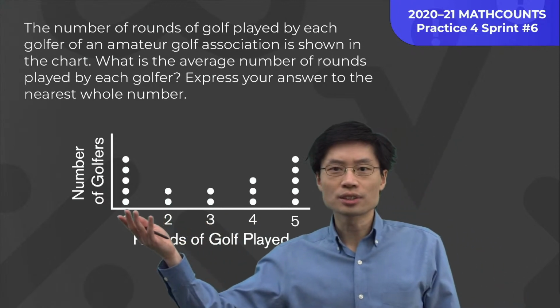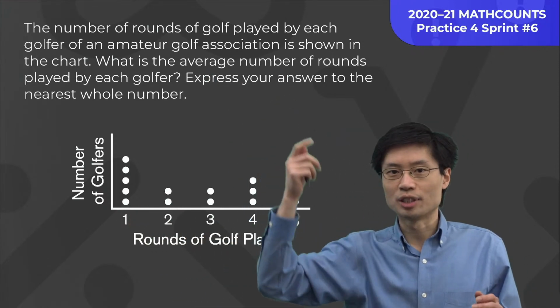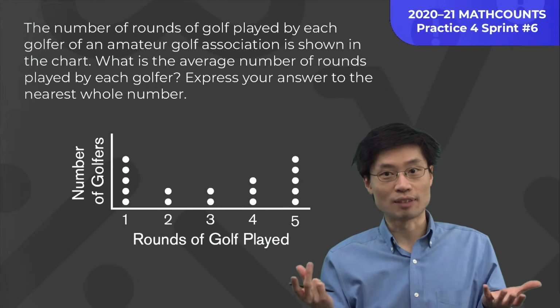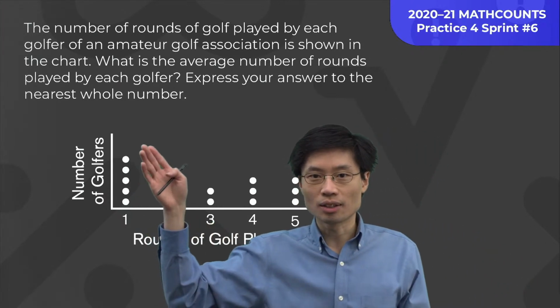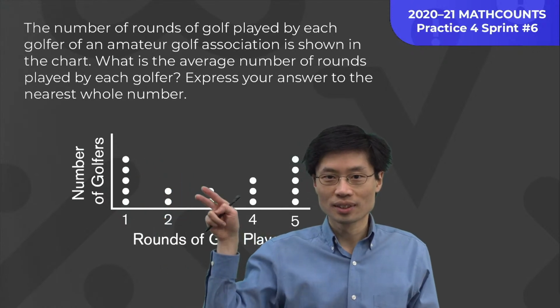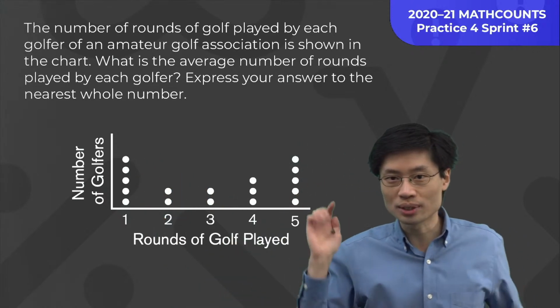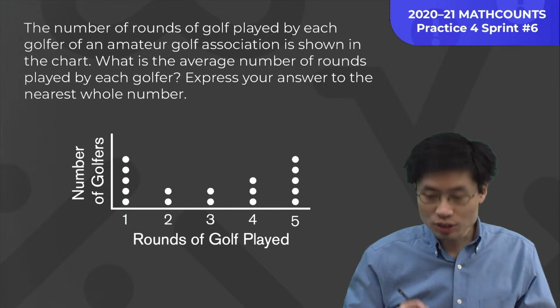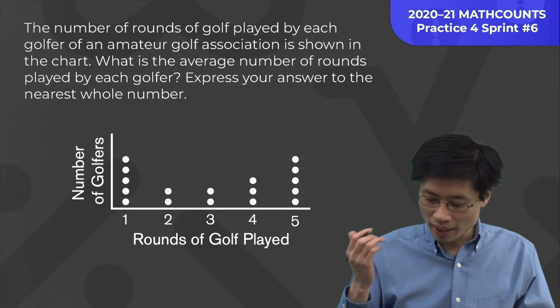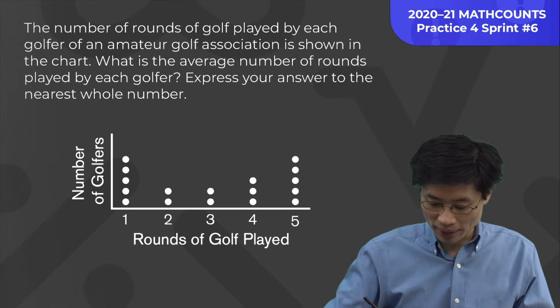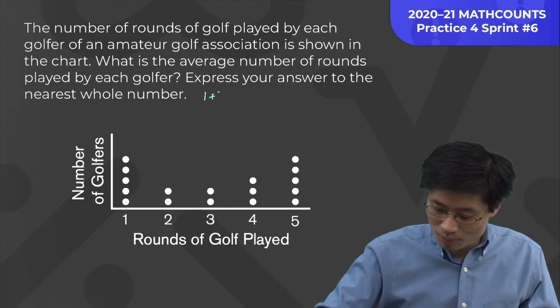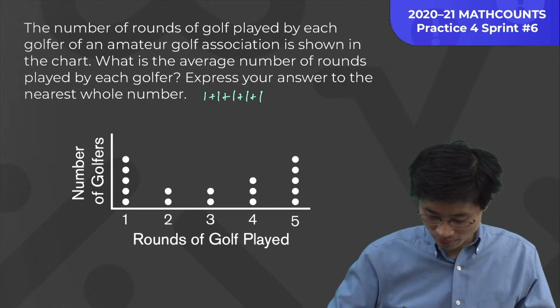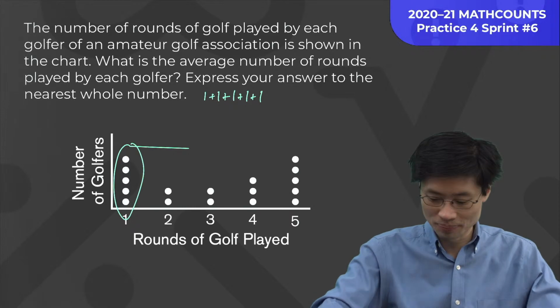So I need to first know, average, right? What does average mean? It means add up everything and divide by the total. What does add up everything mean? Well, it means that I need to add up a lot of ones, some twos, some threes, some fours, and some fives. So if I actually wanted to do this average, my total number of rounds played would be 1 plus 1 plus 1 plus 1 plus 1. Those are the 5 rounds. I'm just doing this slowly to show how you do this problem.